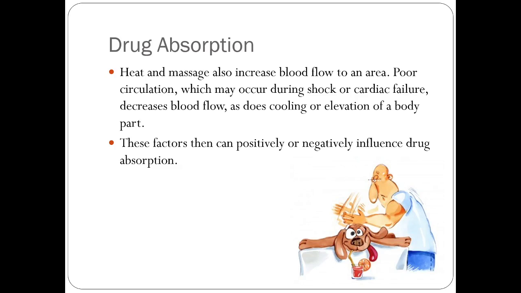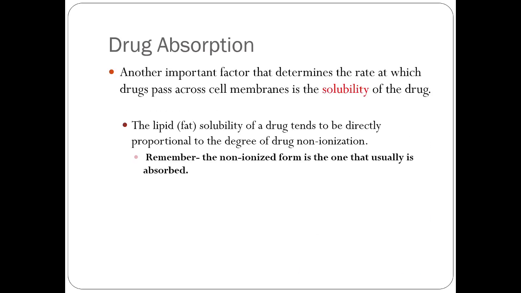Heat and massage also increase blood flow to an area. So if we have poor circulation, if we have shock or cardiac failure that decreases blood flow, or cooling or elevation of a body part, we may want to use heat or massage to increase blood flow to that area and carry the blood where it needs to be. So they can positively or negatively influence drug absorption. That's why when we did the case study on giving the doxorubicin extravascularly, one of the things to do was to put a cold compress. That's going to decrease the blood flow to that area so that the drug is not going to be absorbed into the tissues.